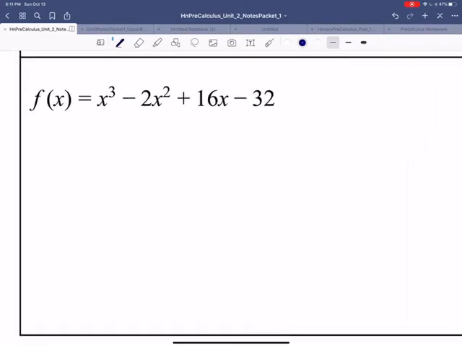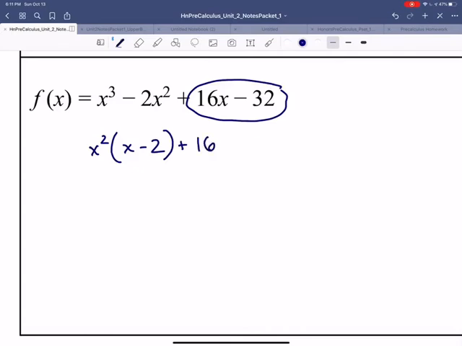Now we're going to do a problem that helps us review a technique called factoring by grouping. So we notice that the first two terms of this cubic both have factors of x squared. So we can factor out x squared from x cubed and from negative 2x squared, and that gives us x minus 2. And then we notice that both of these terms have a factor of 16. So we can factor out 16, and we get 16 multiplied by x minus 2.